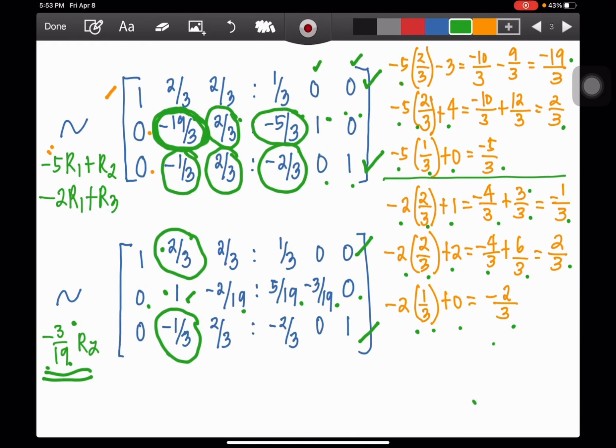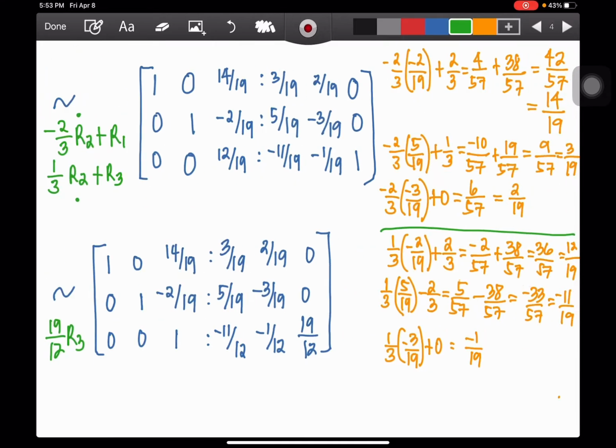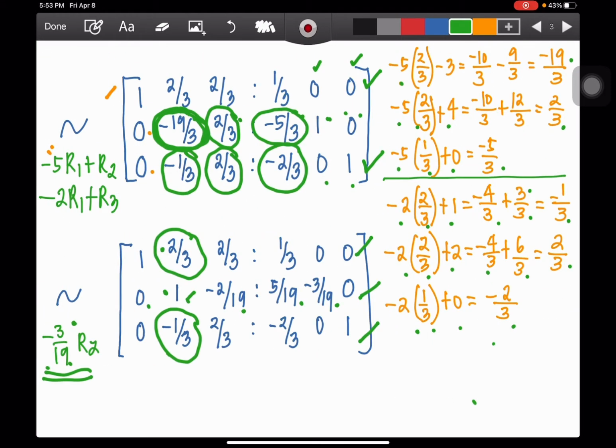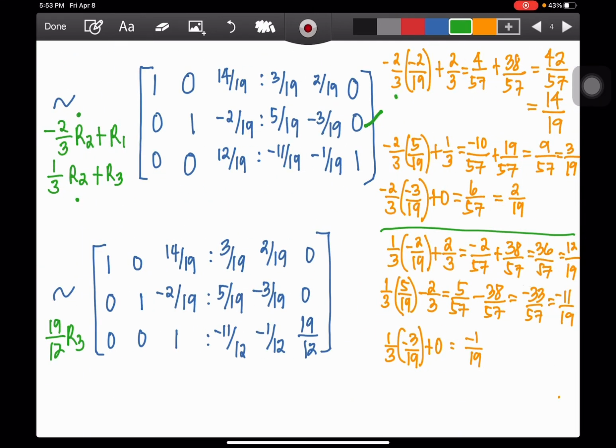Okay, so we are going to copy first row 2. So row 2 is copied here. And then we are now going to use this rule, negative 2/3 R2 plus R1. So negative 2/3 multiplied by negative 2 over 19 plus 2/3. Okay, negative 2/3 times negative 2 over 19 plus 2/3. Okay, so that's positive 4 over 57, and so that's 2. So 19 times 2 is 38 over 57. So you have 42 over 57, when simplified is equal to 14 over 19. Okay, so you have that here.